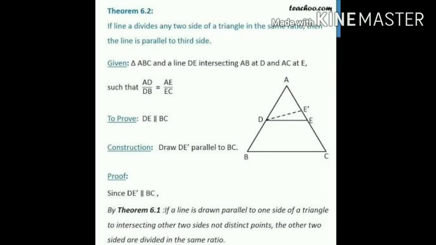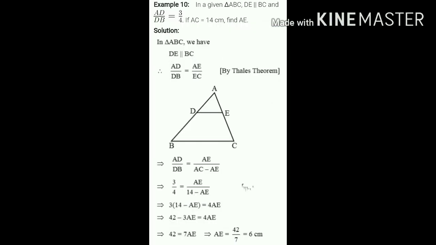In this triangle ABC here, if AD by DB is equal to AE by EC, then DE will be parallel to BC. That is the converse of the basic proportionality theorem. Now let us look into the numericals based on the basic proportionality theorem and also the converse theorem.